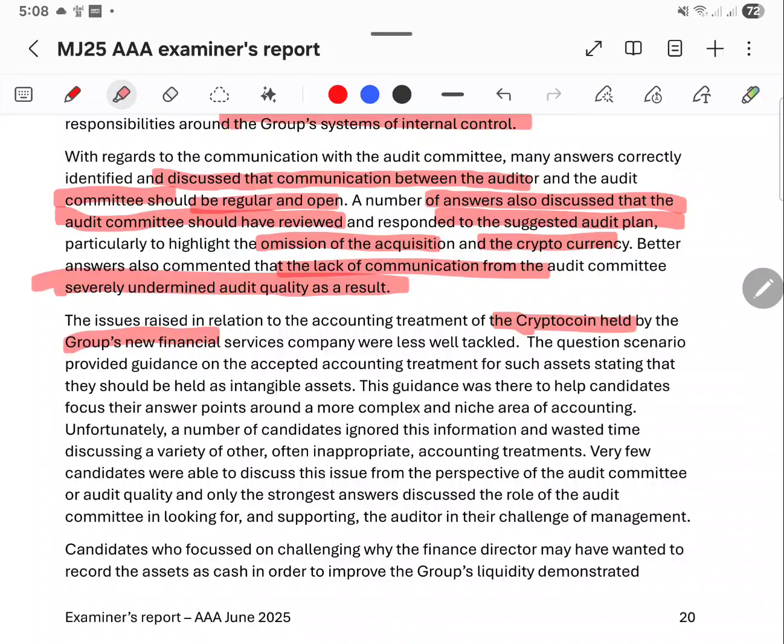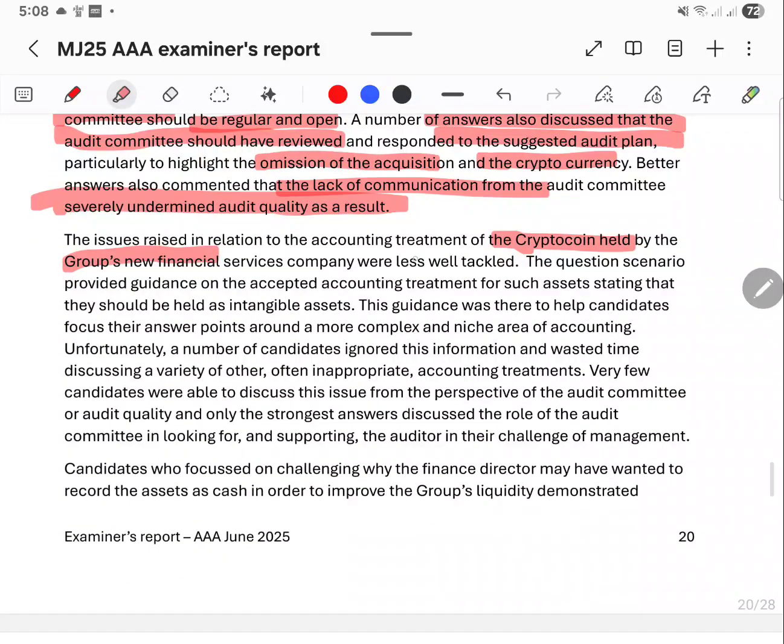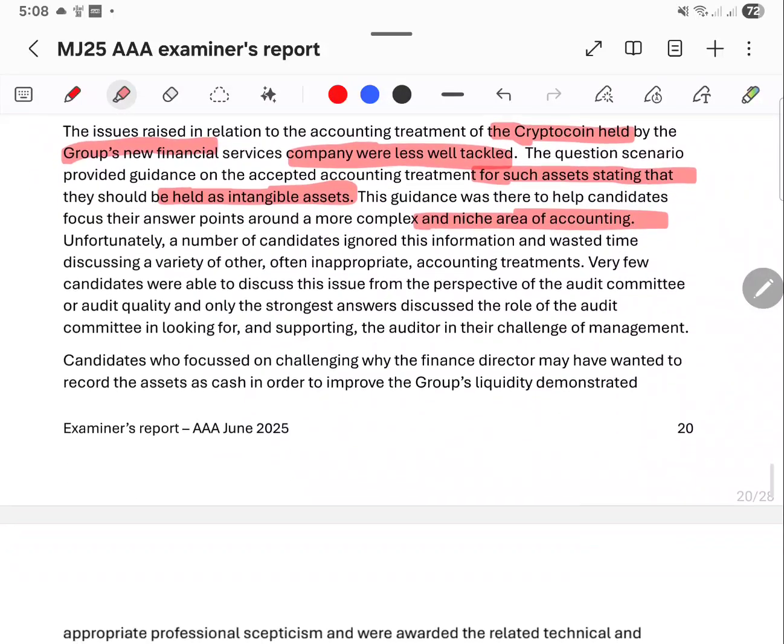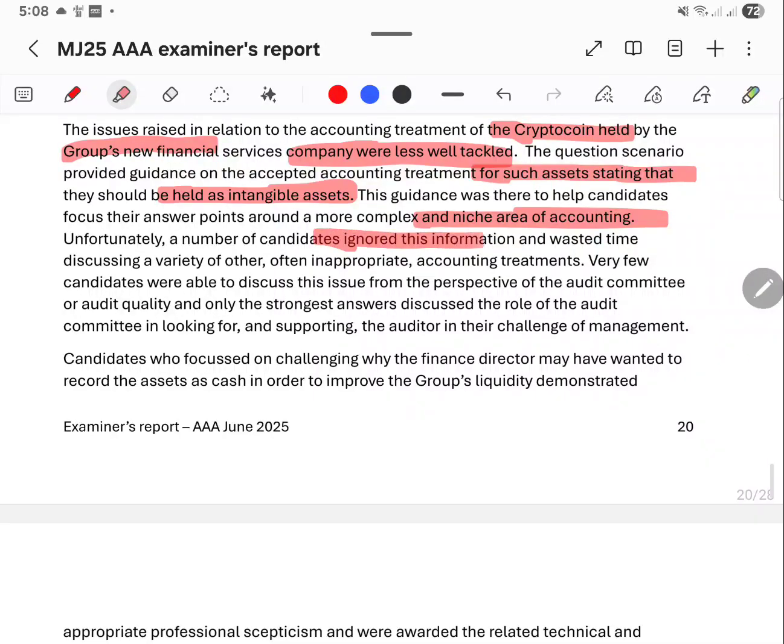As a result, the issue raised in relation to the accounting treatment of the crypto coin held by the group's new financial services company was less well tackled. The question scenario provided guidance on the accepted accounting treatment for such assets, that they should be held as intangible assets. This guidance was there to help candidates focus their answer around a more complex and niche area of accounting.